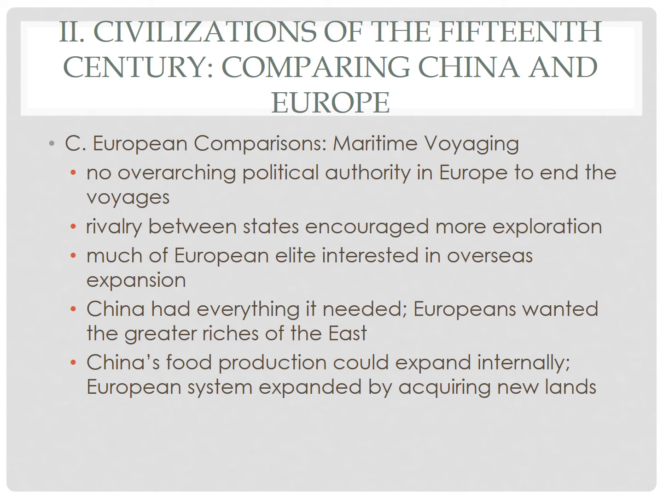Additionally, much of Europe's elite were very interested in overseas expansion for resources and empire building again. And again, a big point being China had everything it needed, whereas the Europeans wanted the greater riches of the East. China's food production could expand internally, whereas the European system expanded by acquiring new lands. And that's really the big takeaway here.